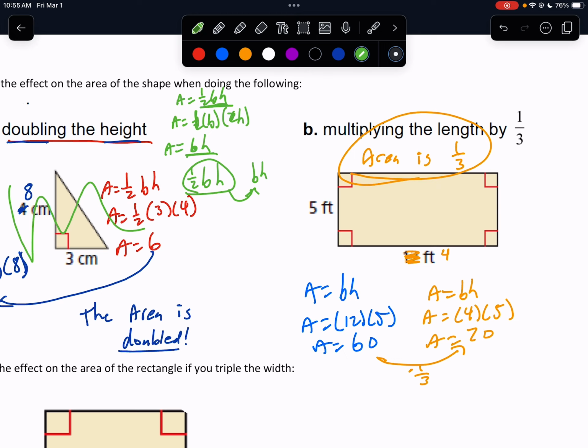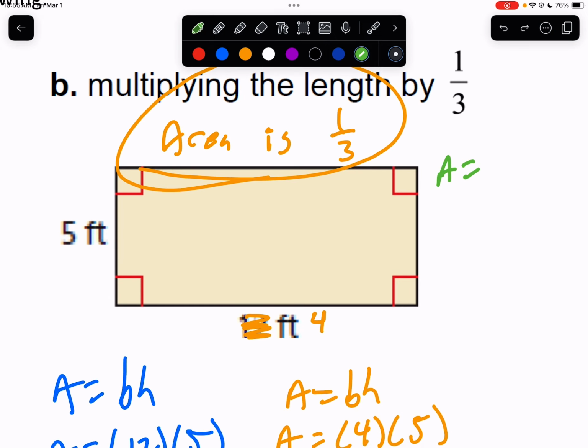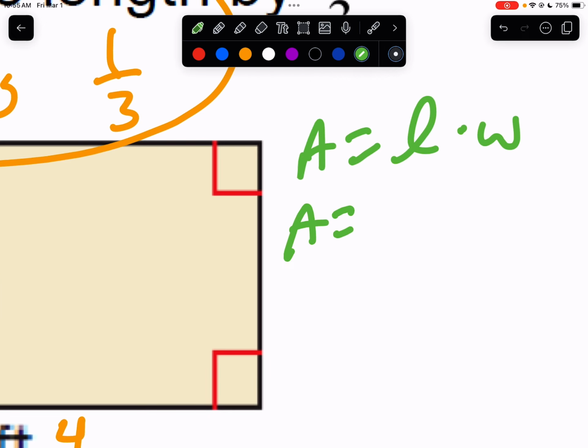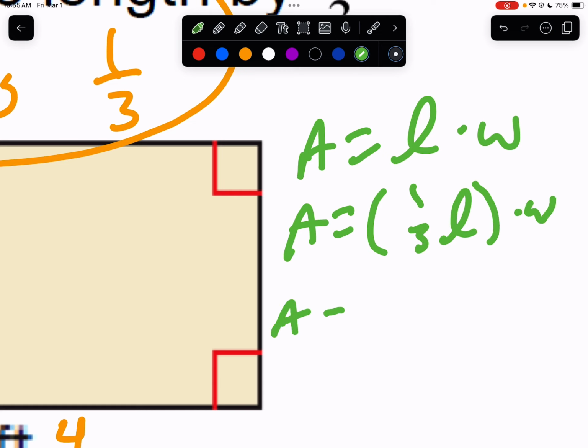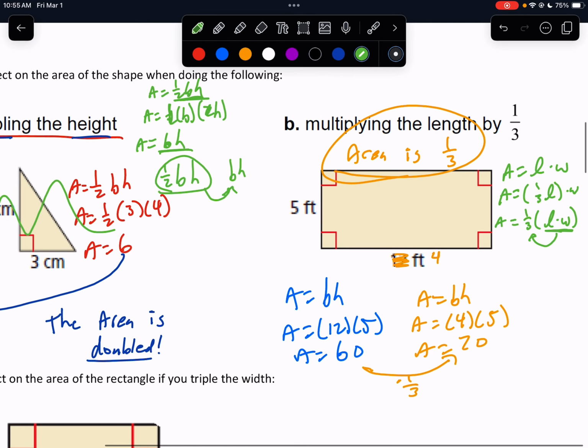Perfect. What if we did that based off the formula? The formula is area equals base times height. Or actually, they use the word length, so I should use length times width. We're doing 1/3 the length times the width, which I could rearrange as 1/3 times the length times the width. Isn't that all the same stuff? So isn't this the original area, length times width, times 1/3? Isn't that all that happened? Yeah, it is. So the area is times 1/3.